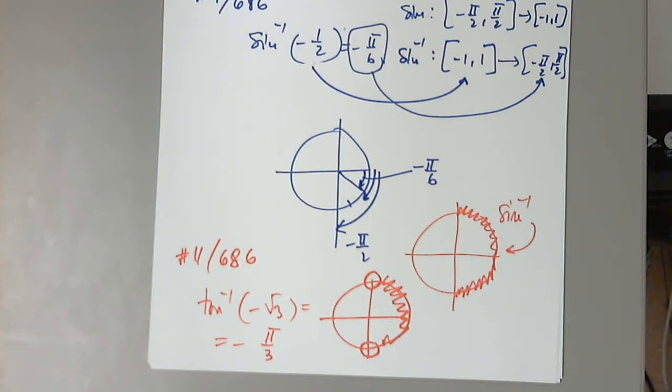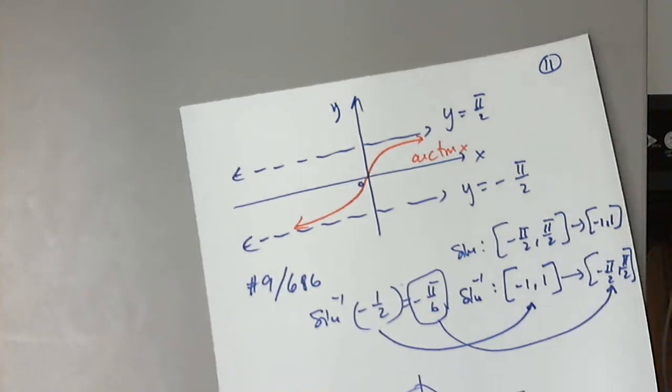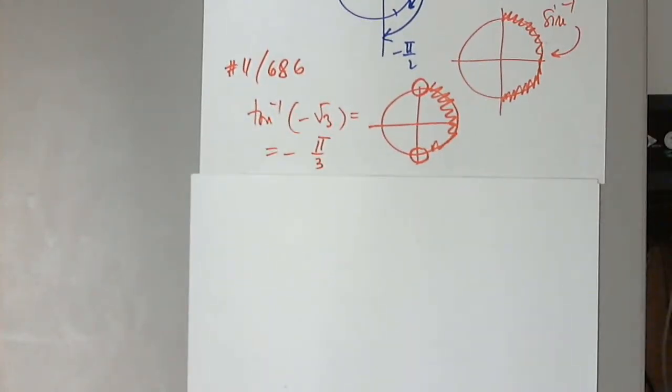Yes, it's not in the domain. Very good point. I didn't write the domain for tangent. Sorry about that. You're right. I did it for sine, but I didn't write it for tangent. Let me write the domain and the range for tangent.